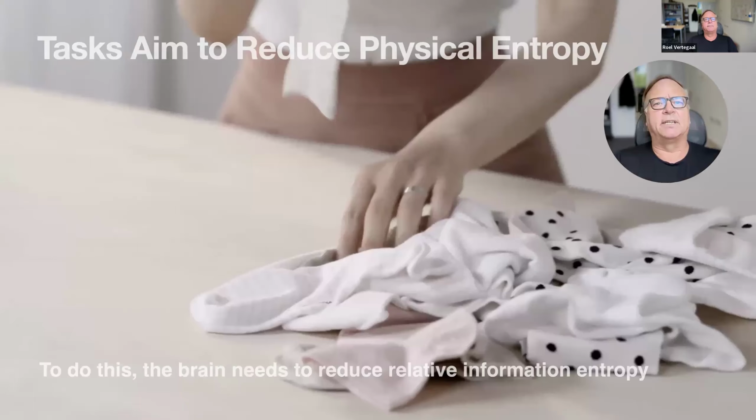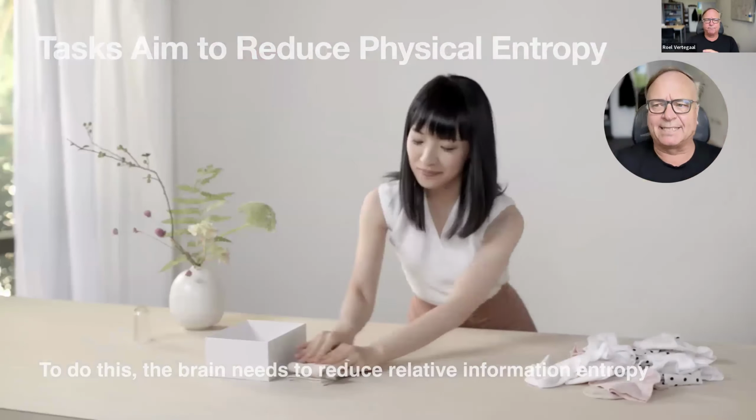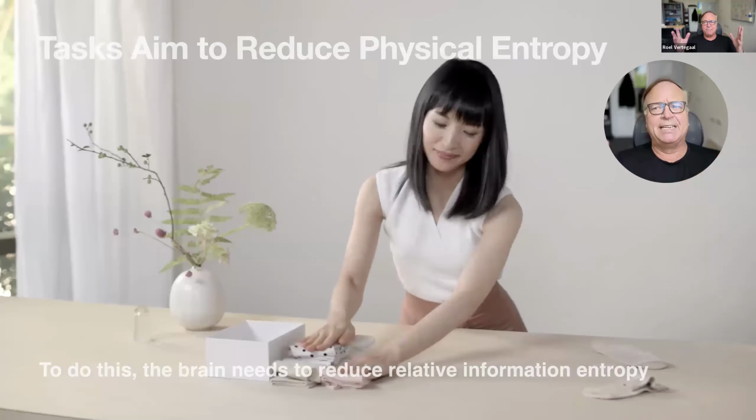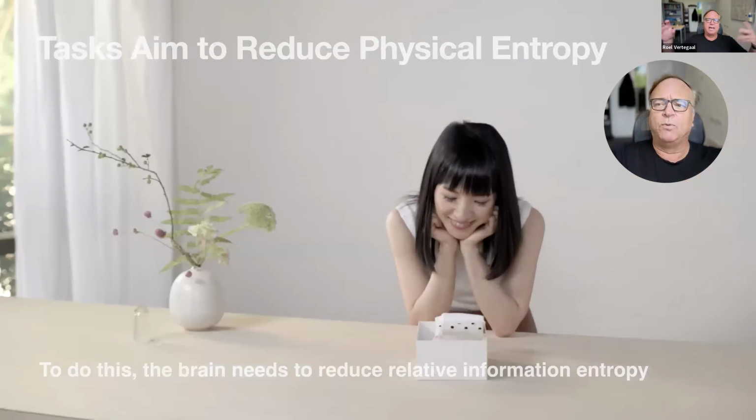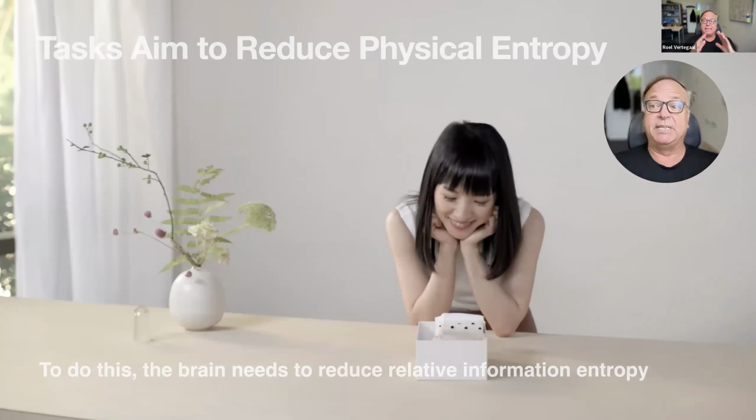So let's get started. First of all, what is a task? Well, a task, in my mind, aims to reduce physical entropy. You see that happening here. We have our socks everywhere in the home, and now they're neatly organized in a box, which means the entropy was reduced, but it also means I can find them where I think they would be. So it becomes predictable. And so to do this, you would then think that the brain also needs to reduce the relative information entropy, i.e. the entropy of the information that actually processes this task.